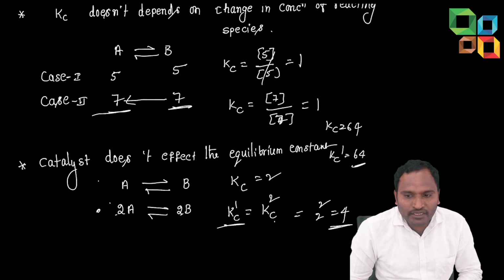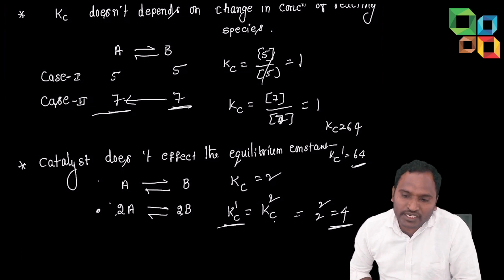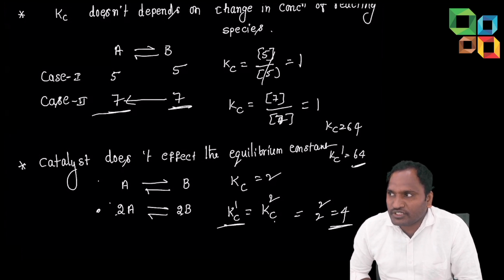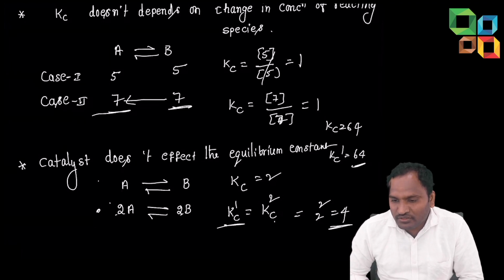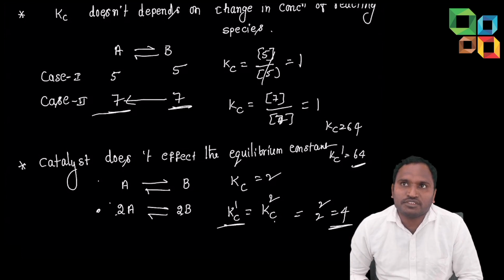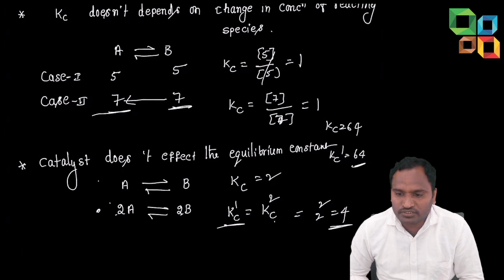If you multiply the equilibrium with any factor, then in order to get the new equilibrium constant, you just raise the power of that factor, you make it the power of the first equilibrium constant. Clear, students?